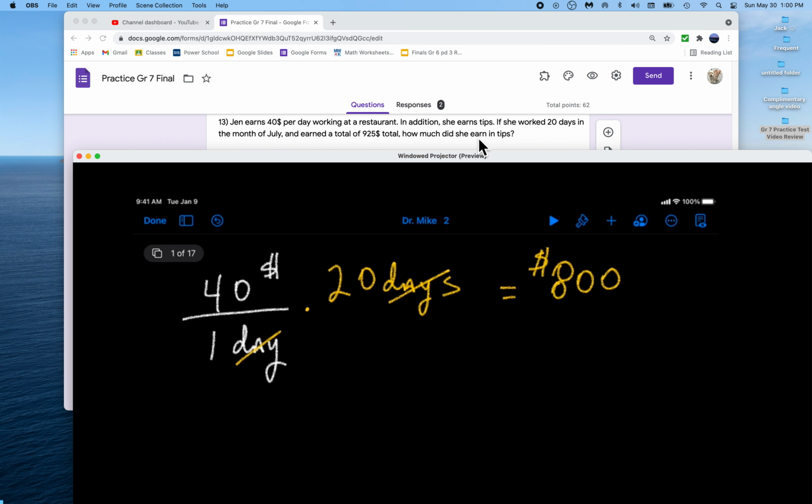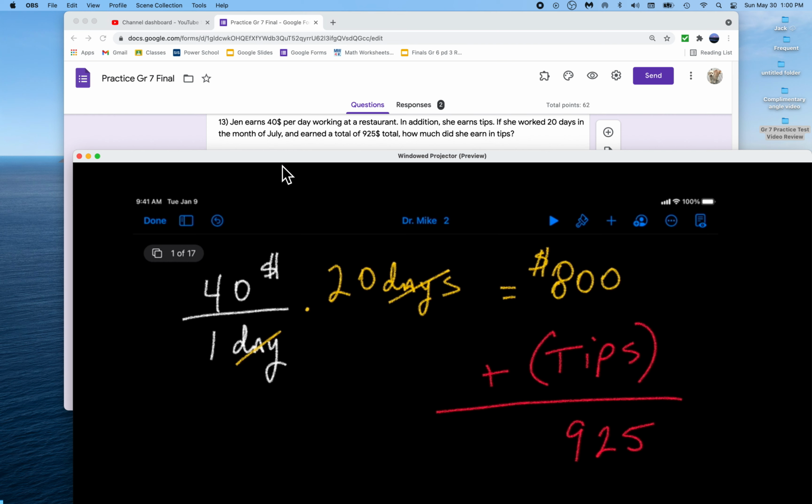In addition, she earns tips. Okay, she earns a total of $925. Okay, so we know the $800 she worked plus the tips is going to give her $925. So that's our equation. The tips becomes the unknown. We don't know how much that is. And look, here it is. How much did she earn in tips? That means tips becomes our x. Ladies and gentlemen, these are the words.